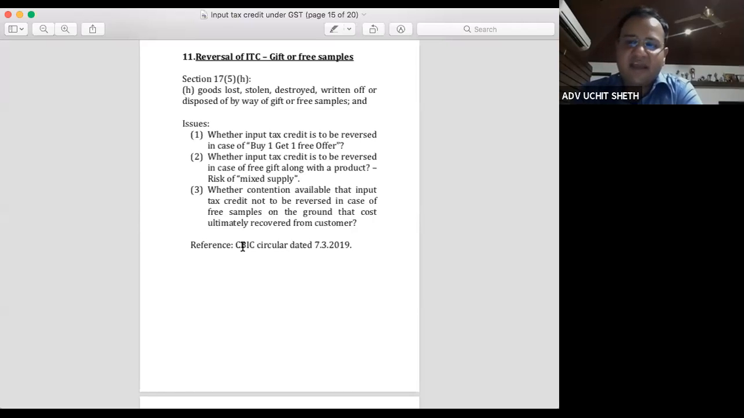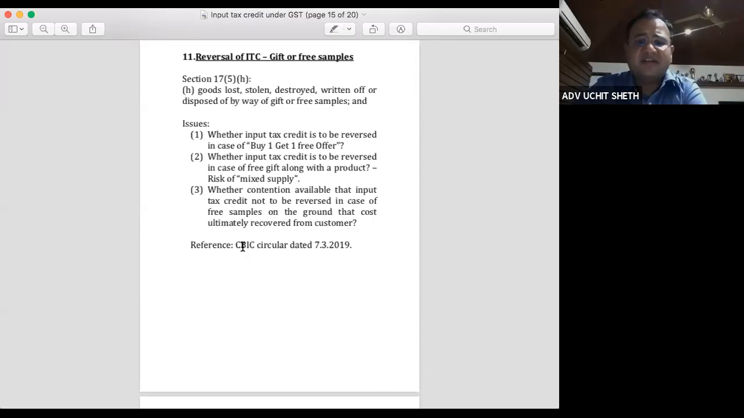So we need to be careful that when we take a stand that this is not a gift article, this is not a free article, we are selling both together. And on the basis of such stand, if we claim input tax credit, then on the output side, it will become a mixed supply.